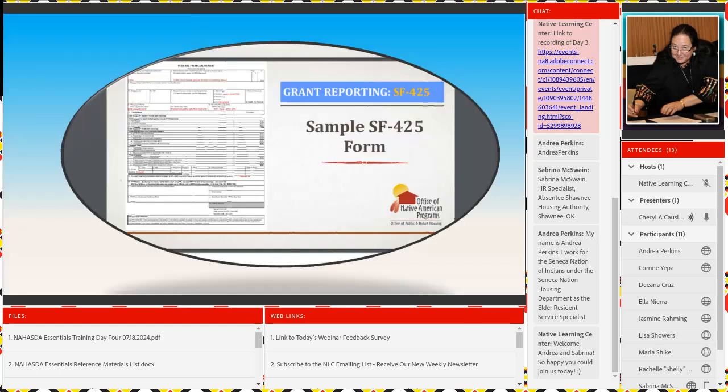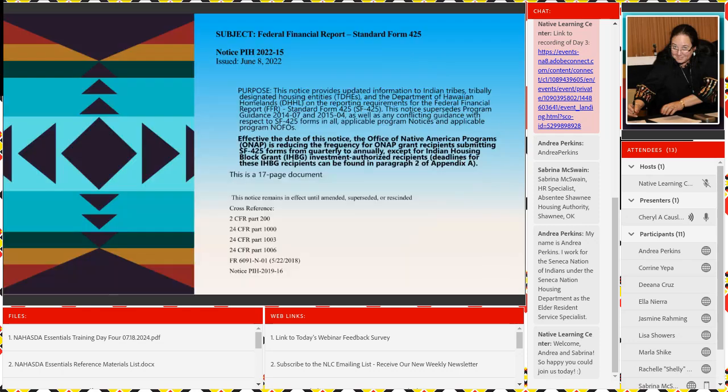How much money? We also have to do the grant reporting on the SF 425. We used to have to do it quarterly. Now we do it yearly, unless you're an investment tribe. But as I said yesterday, should you be a tribal department, it's sometimes a good idea to have them do the 425, just because it makes it easier for you at IHP and APR time to get the numbers that you need.